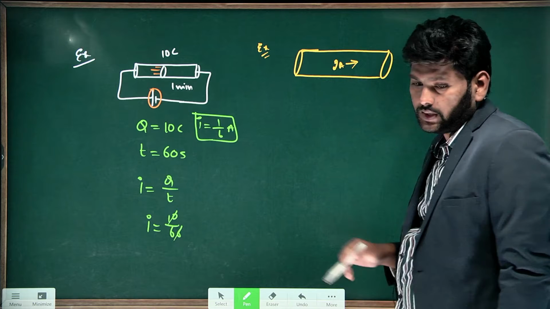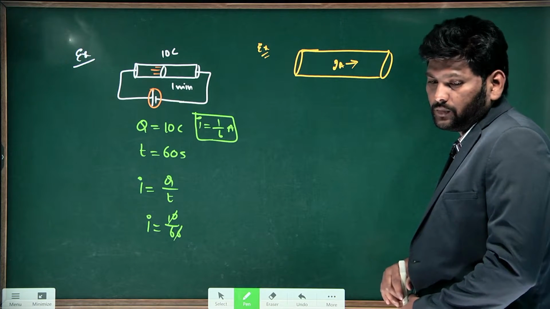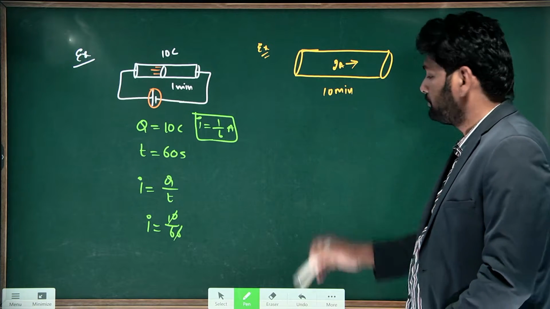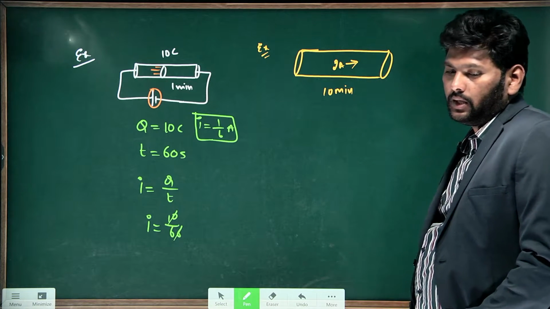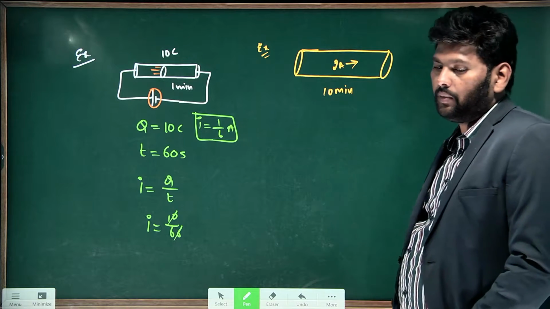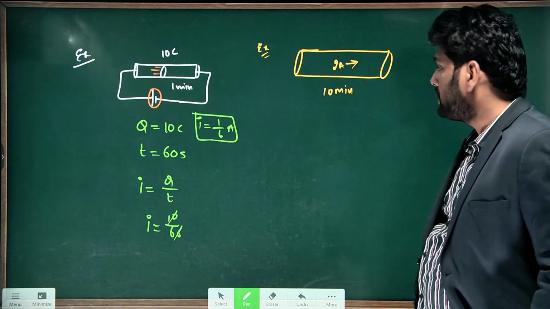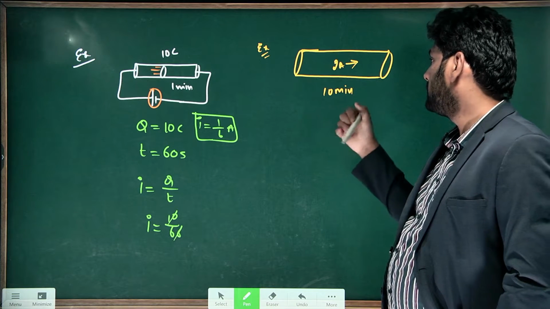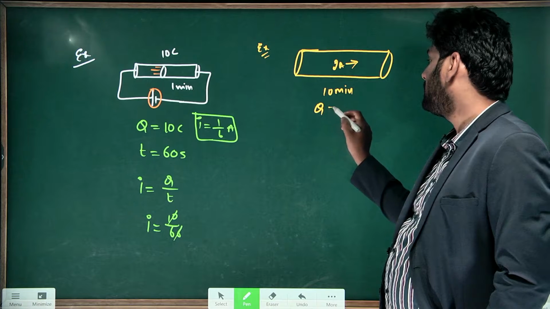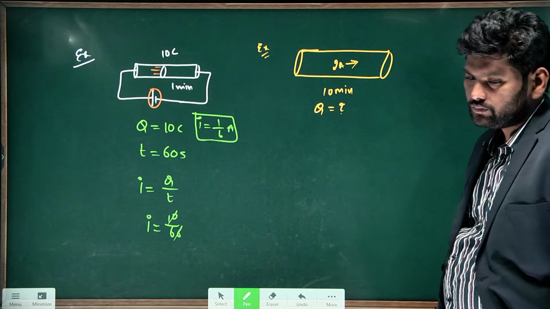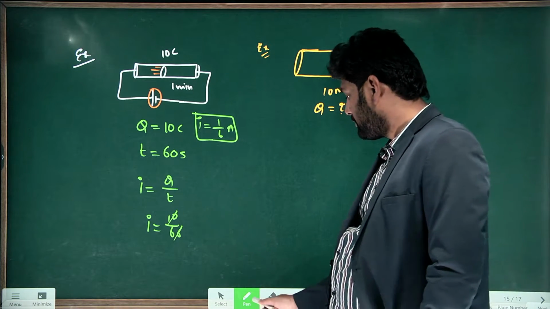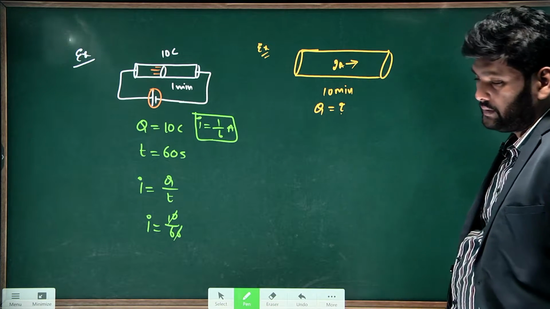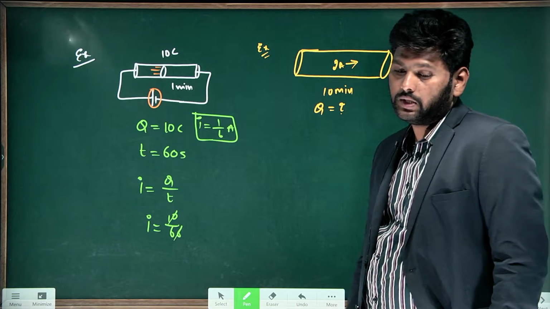This is a conductor. Through this conductor, how many ampere is flowing? 2 ampere is flowing for 10 minutes. Tell me the charge flow in the conductor. The amount of charge flow in the conductor. Tell the answer. The amount of charge through the conductor.